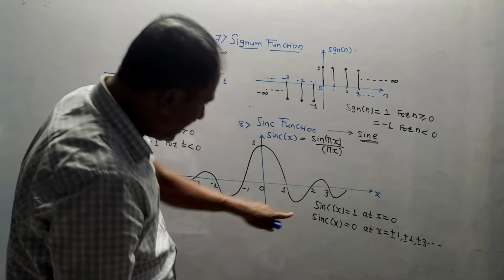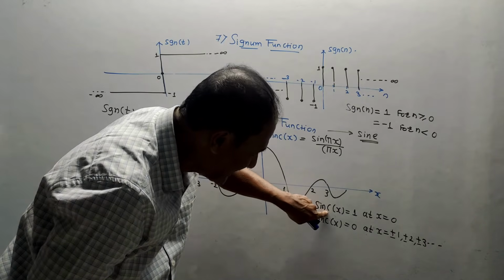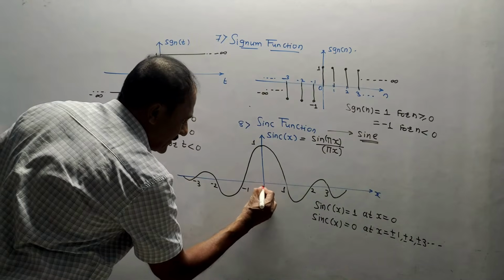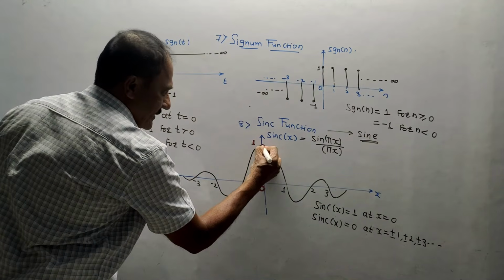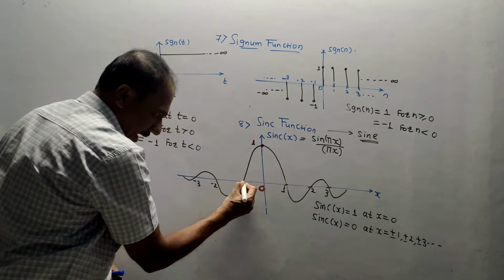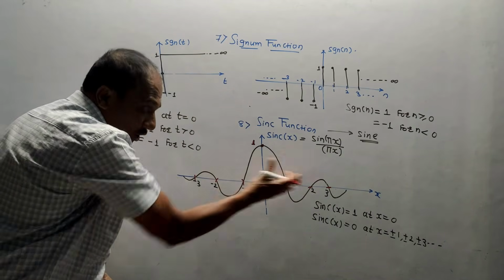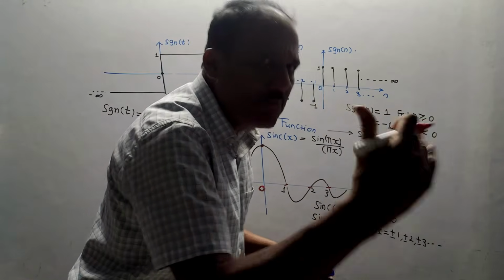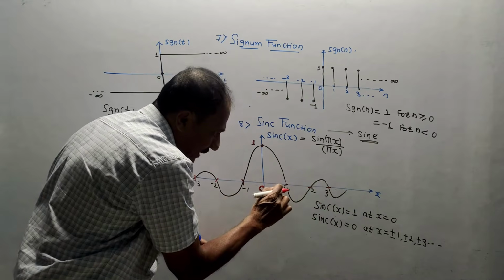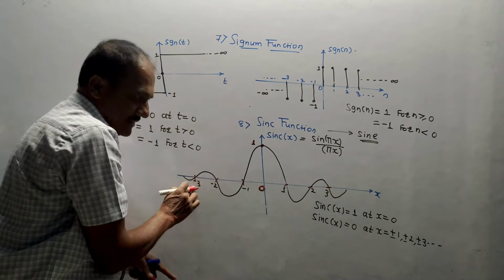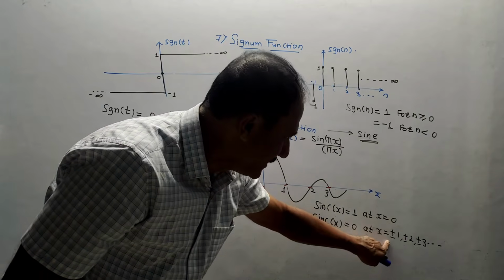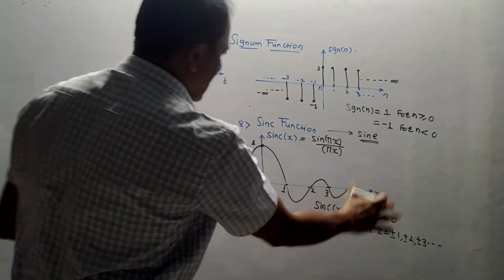So how to write the mathematical equation? Sinc of x is equal to 1 at x equals 0. So at 0 its amplitude is 1, and at 1, 2, 3, similarly at -1, -2, -3, these are also known as zero crossing points, because this diagram crosses the 0 line at these values 1, 2, 3, -1, -2, -3. So sinc of x is 0 at x equals ±1, ±2, ±3 and so on.